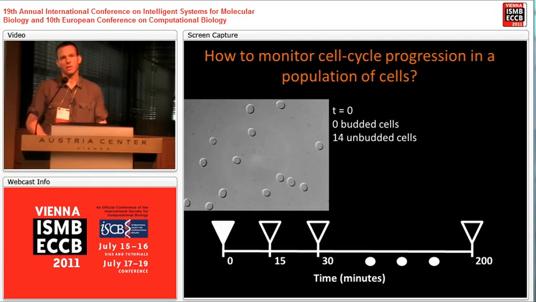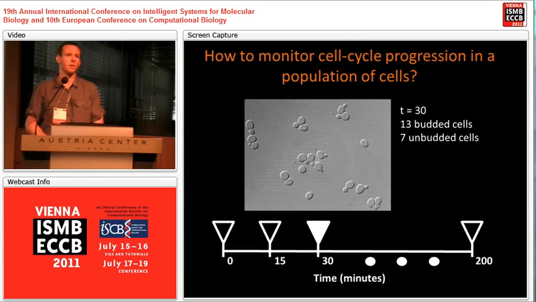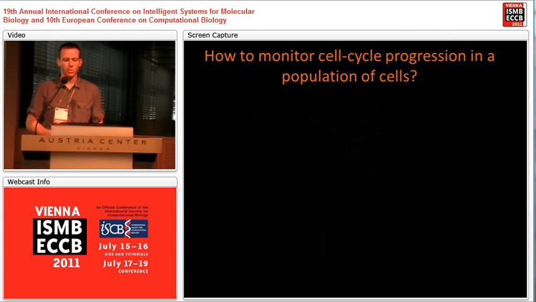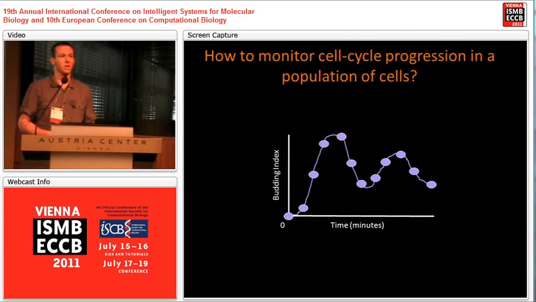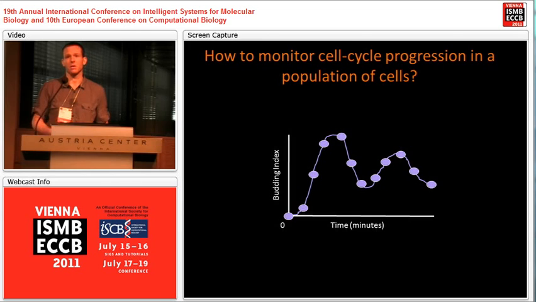So here at time point 0, under the microscope, perhaps we'd see 0 budded cells and 14 unbudded cells. Later on at time point 30, we see 13 budded and 7 unbudded. We continue this process until we end up with a series of observations that looks a little bit like this, where each of the data points on this plot represents the fraction of cells at a particular time point showing a bud.